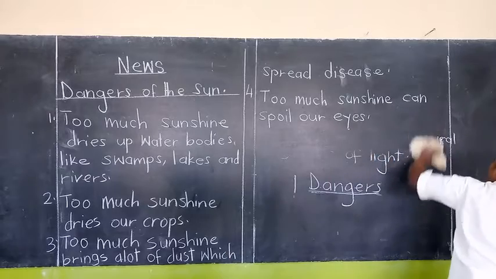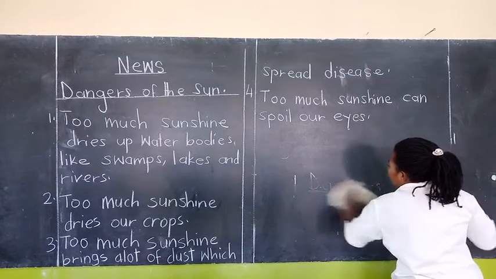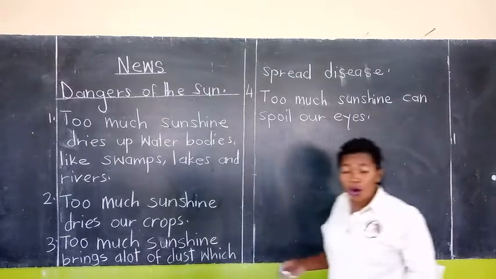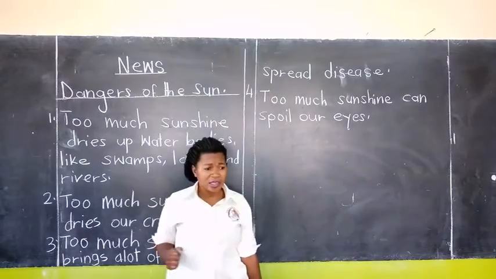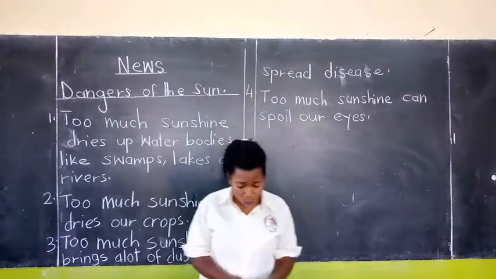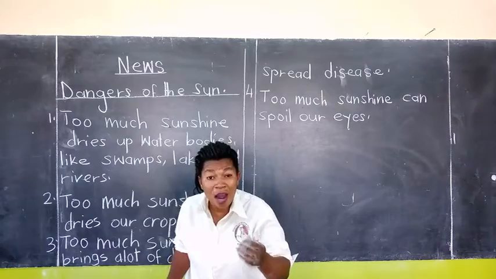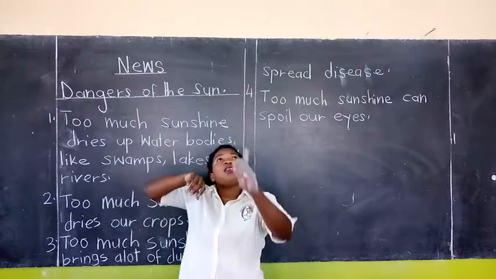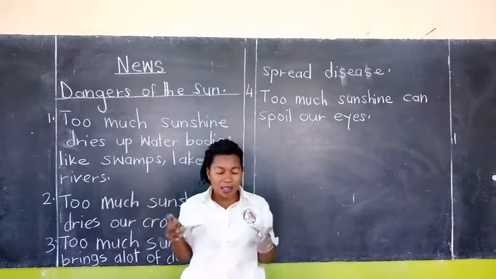Now, for instance, when there is too much sunshine, you can find that someone is going to go outside when it is shining too much. Now, you find that someone is going to look like this. You cannot even look up there because your eyes are going to get spoiled.